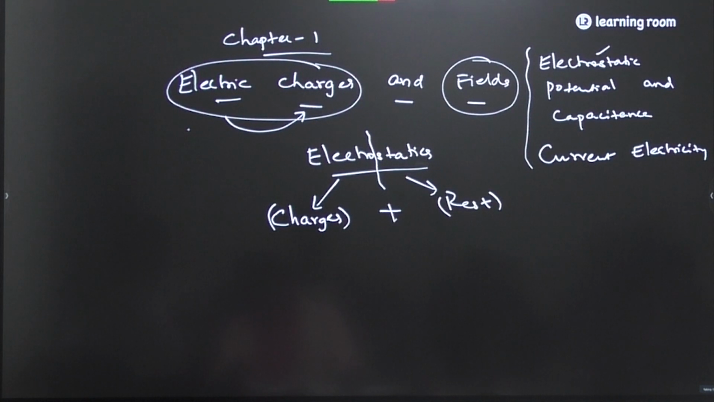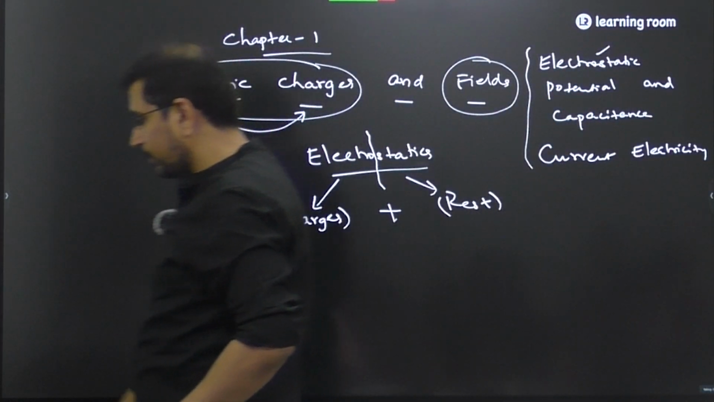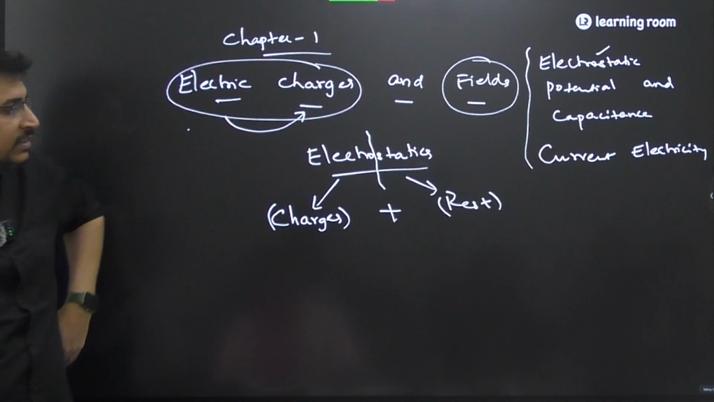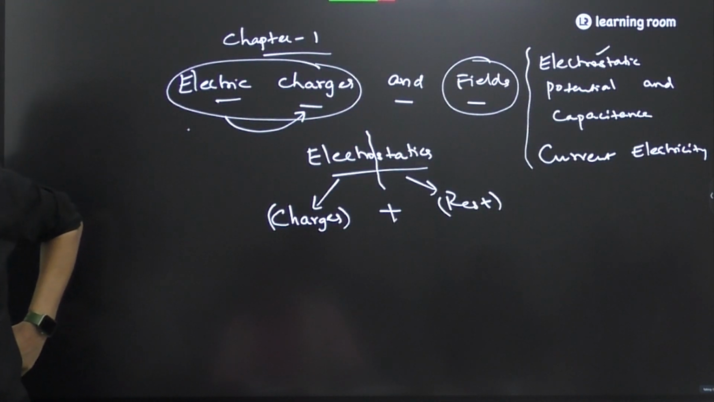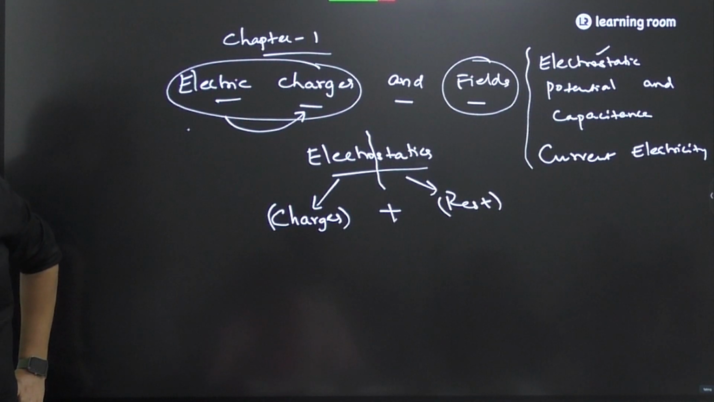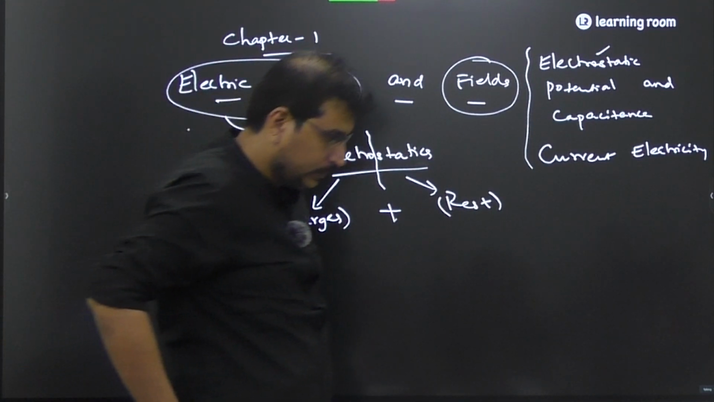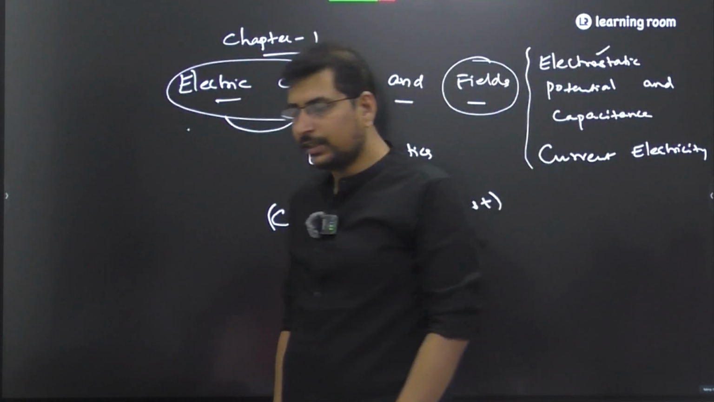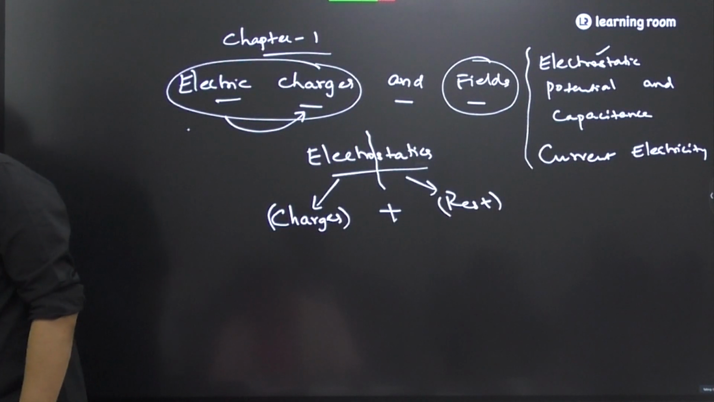You're clear? So I'll come to this point. I'll tell you what it is. Okay, as of now, make a note of this part. Electrostatics is a branch of physics which deals with the charges at rest. So electrostatics is a branch of physics which deals with the charges at rest.